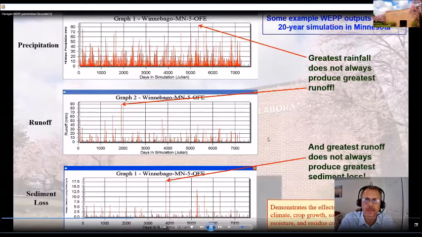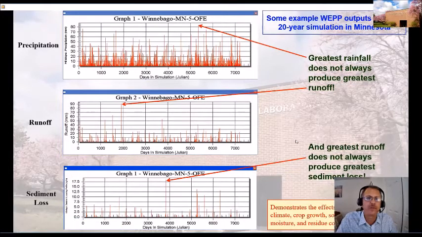These are just some outputs from some simulations to show continuous simulations. The top graph is precipitation at a location in Minnesota over 20 years. You can see the variability daily in precipitation amounts. The center graph is of runoff, and the lower graph is of sediment loss. So you can see that the greatest rainfall does not always produce the greatest runoff amount, and also the greatest runoff does not always produce the greatest sediment loss.